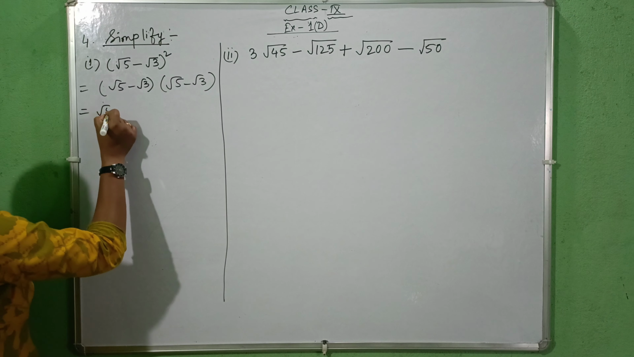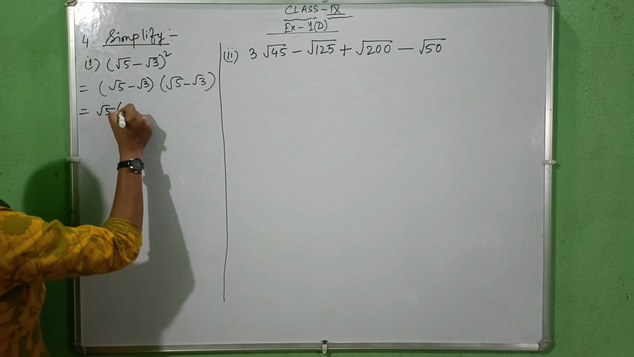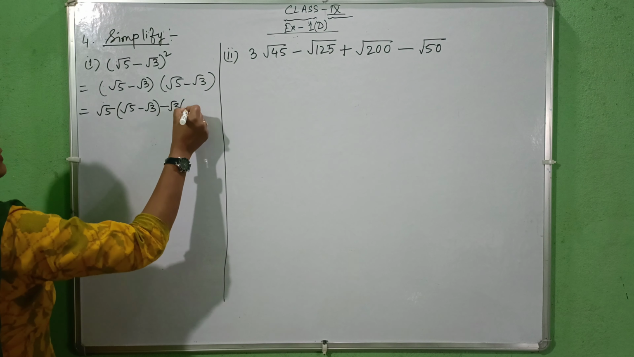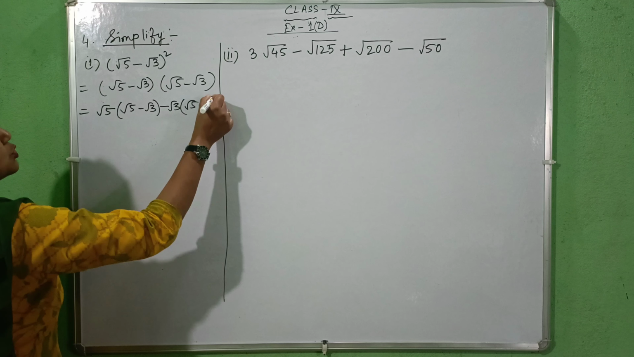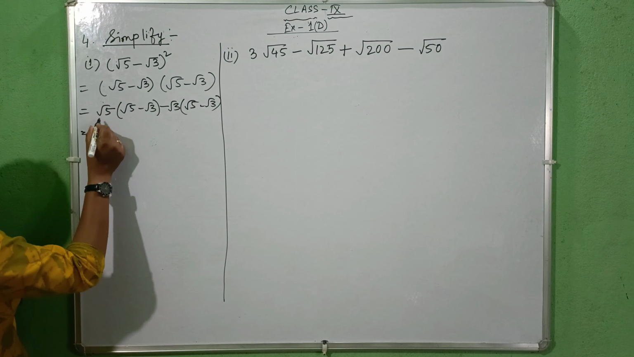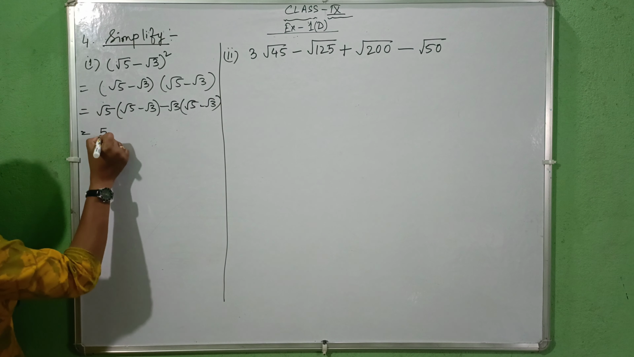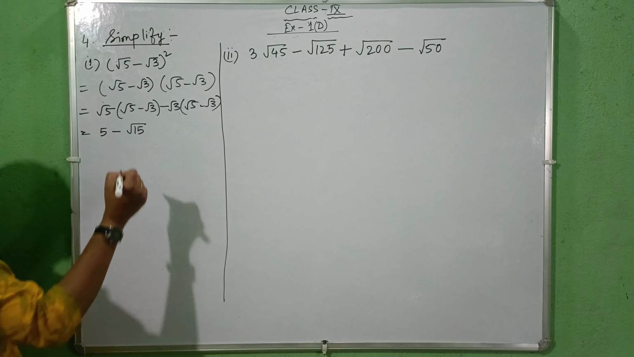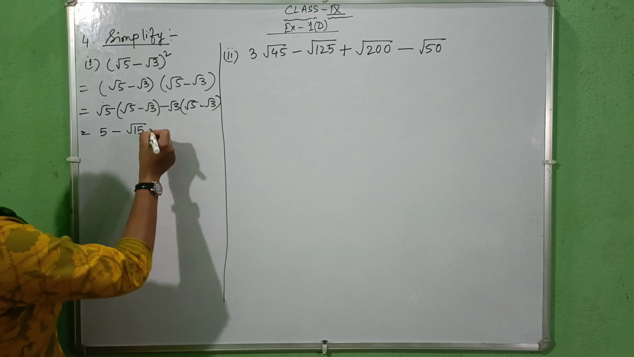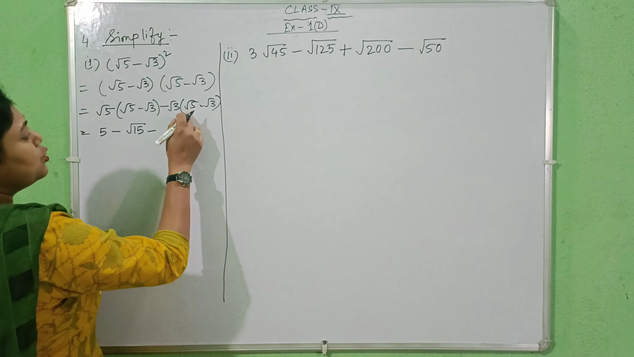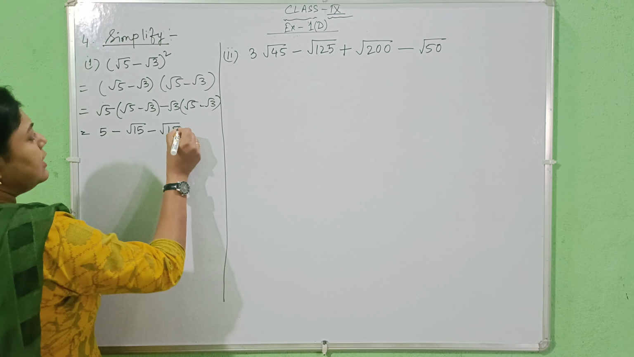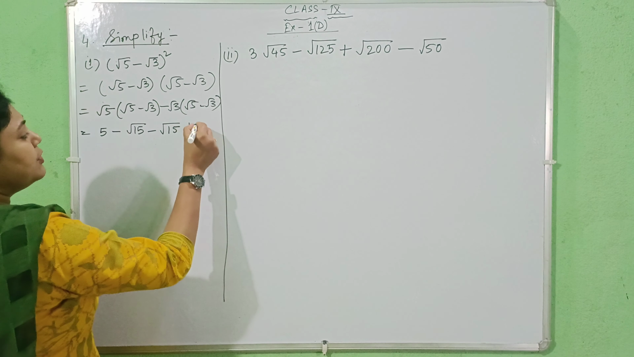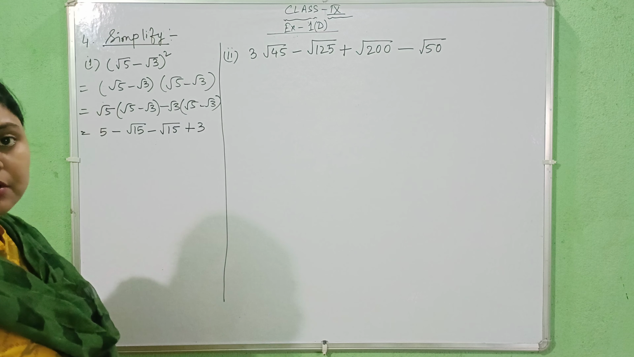It means root 5 is going to be multiplied with root 5 minus root 3 once, and again root 3 is multiplied with root 5 minus root 3. So what are we getting? Root 5 into root 5 will give you 5, minus root 5 into root 3 will give you root 15. Minus root 3 into root 5 will give you root 15, and minus, minus root 3 into root 3 will give you plus 3. Okay?